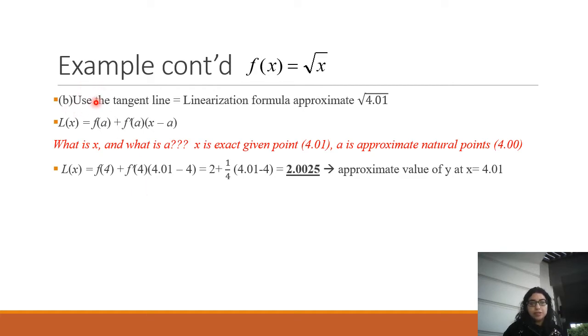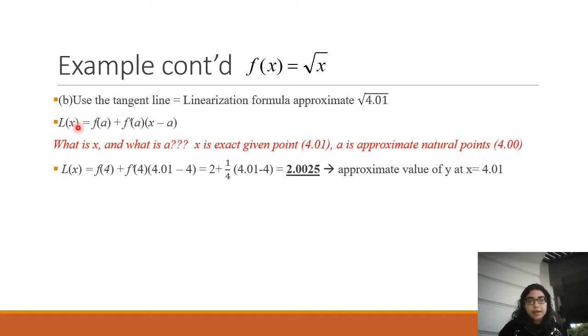So for part B of the question, it asks to use the linearization formula to approximate the square root of 4.01. Here is the linearization formula, L of x equals f of a plus f dash of a, which is also the slope or the derivative, times x minus a. So right now we need to figure out what is x and what is a. x is always the point that you want to approximate the value of y at. So x is 4.01, whatever point you want to approximate. a will be the point that is closest to this approximation, that is a whole number or an integer. So if x is 4.01, a will be 4.